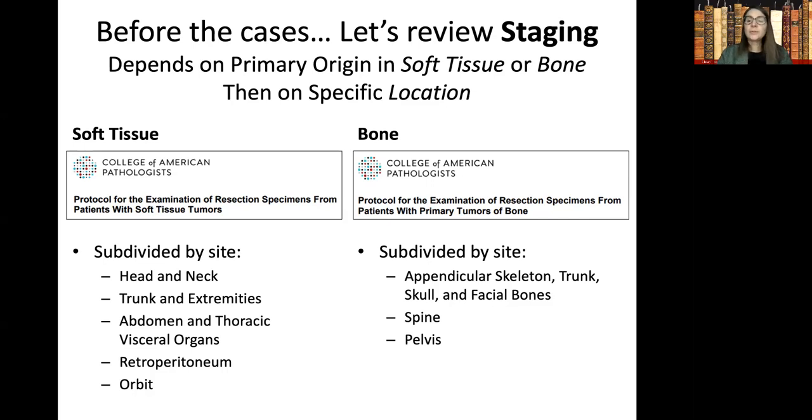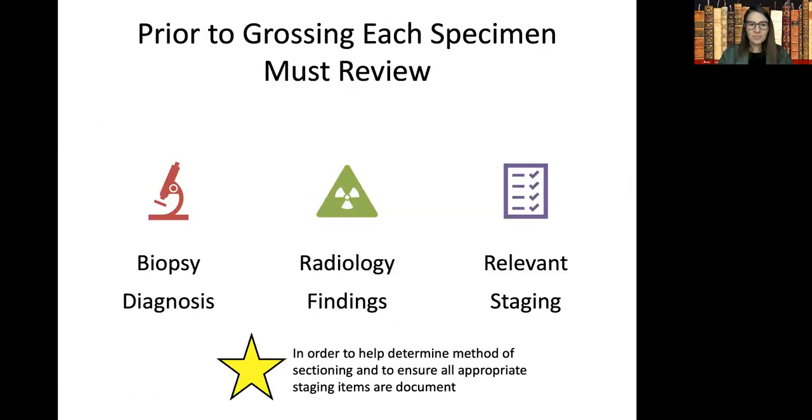So remember, whenever you're dealing with a specimen of a soft tissue or bone tumor, please pull up that appropriate staging manual because as you can see, there's a lot of variation even within each of those stages. Prior to grossing each specimen, we should review certainly the biopsy diagnosis, any relevant radiographic findings, and then again, the relevant staging parameters in order to help determine the method of sectioning and to ensure that all appropriate staging items are documented.